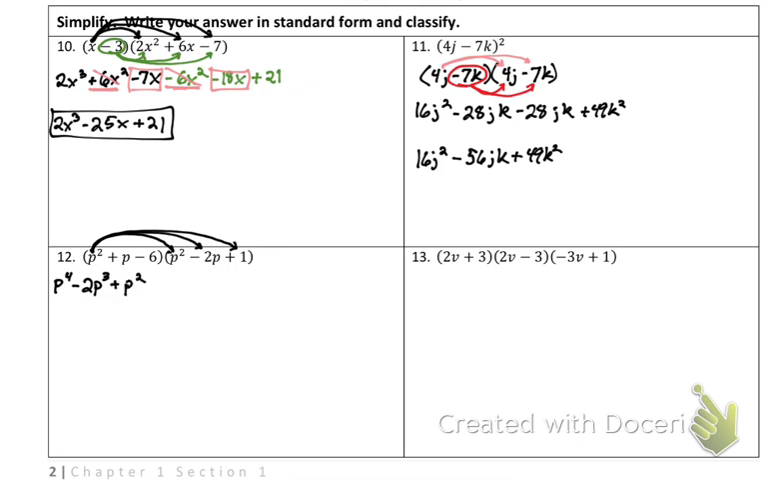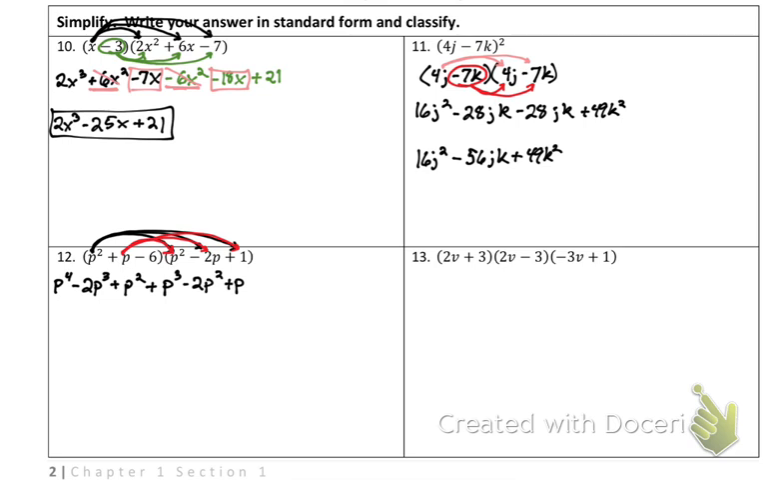We have to do that 2 more times, because now we have to do that with this p value. I'll change my colors so you can see what I'm doing. So I have p times p squared, which gives you p cubed. P times negative 2p is negative 2p squared. And then finally, you're going to have p times 1, which equals p.